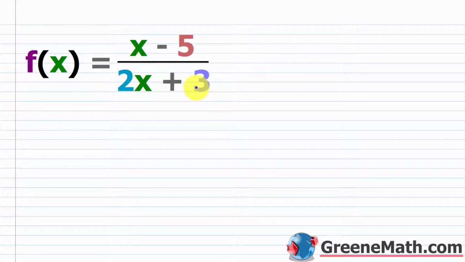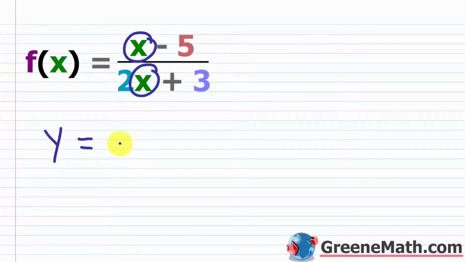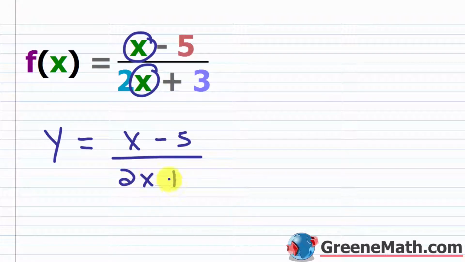So in this case, you have 2 x's in your problem. So you're still going to do the same thing. I'm still going to change this one into a y and this one into a y. So I'll say y is equal to x minus 5 over 2x plus 3.